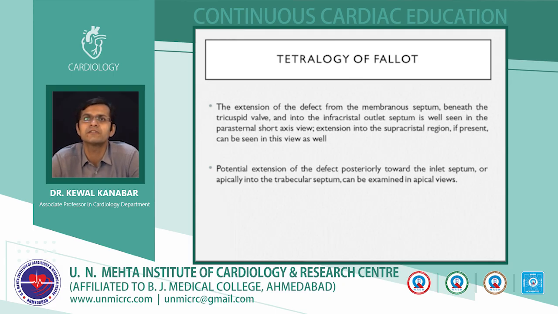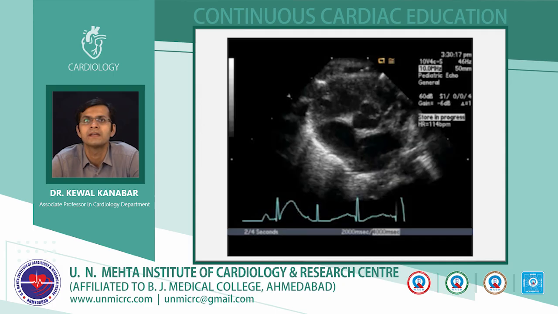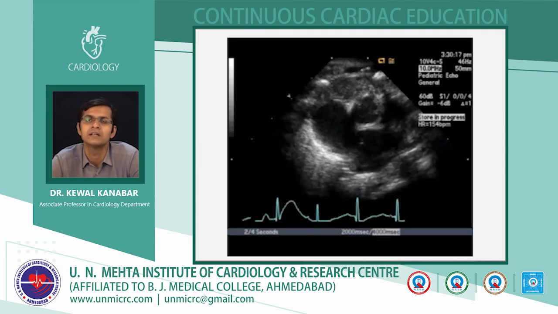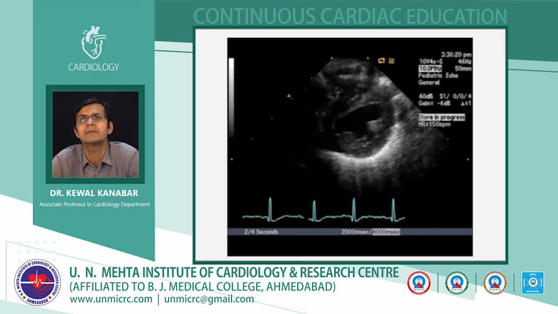The extension of the defect from the membranous septum beneath the tricuspid valve and into the infundibular outlet septum is also well seen in the parasternal short axis view, right? And if there is an extension of the VSD towards the inlet septum, it can be seen in the apical view. Right, in a parasternal short axis view, we are going to get an idea about the size of the VSD, the bidirectional shunt. We can also see the pulmonary arteries.